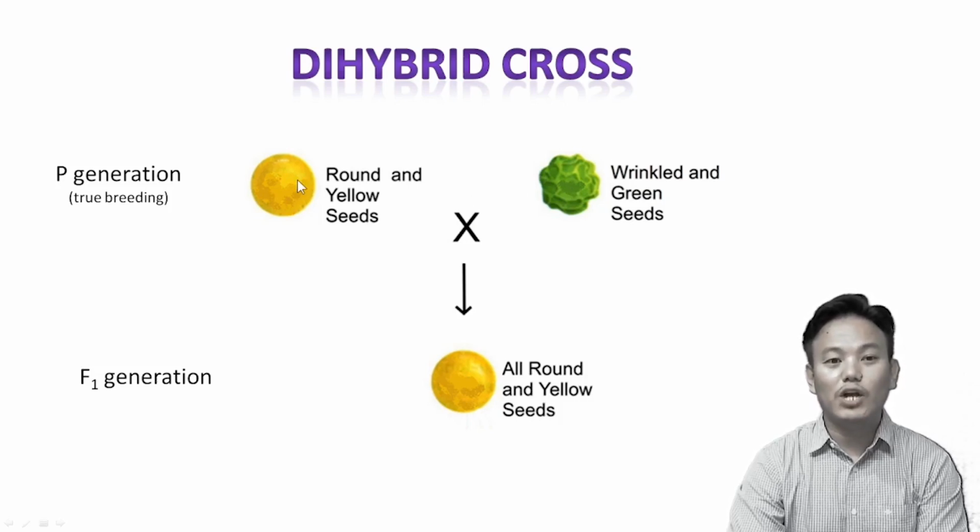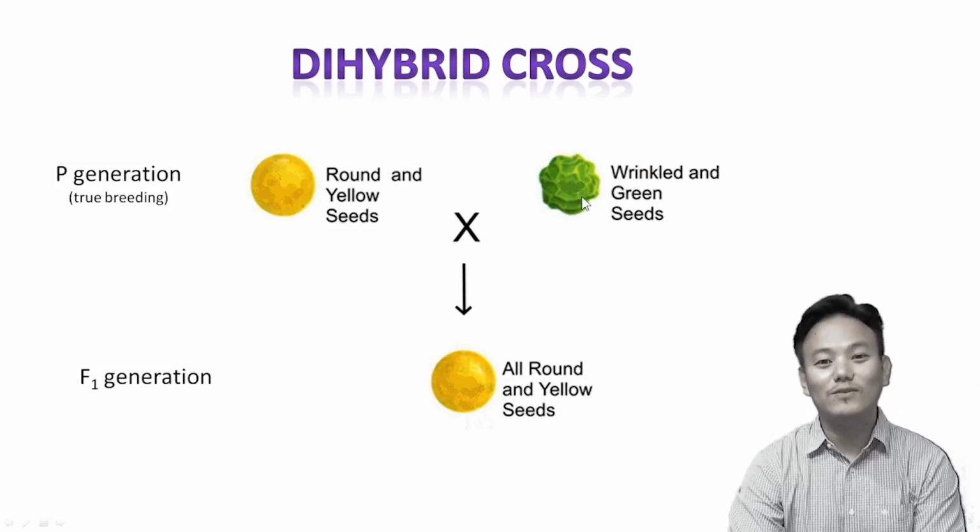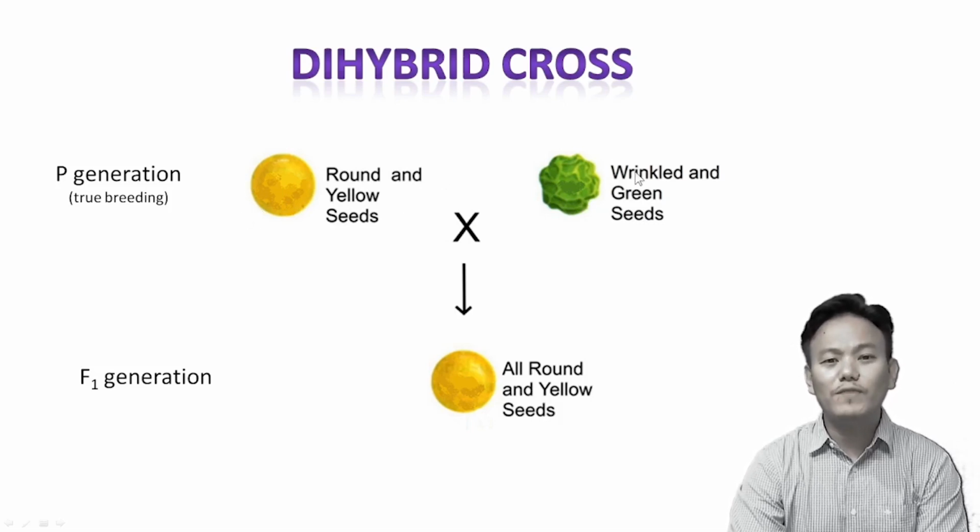In the chart given in your textbook regarding the characters which Mendel chose to observe in the pea plants, we know that the round seed shape is dominant over the wrinkled seed shape. The yellow seed color is dominant over the green seed color. So over here we have two parents which differ in two characters. One parent produces round yellow seeds and the other parent produces wrinkled green seeds. Both of these parents are true breeding. When a cross is made between these two, Mendel observed that all the F1 generation plants were round and yellow seed producing plants.